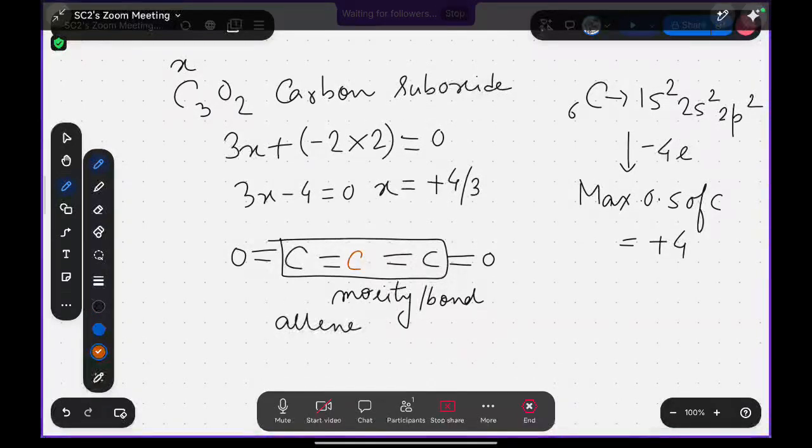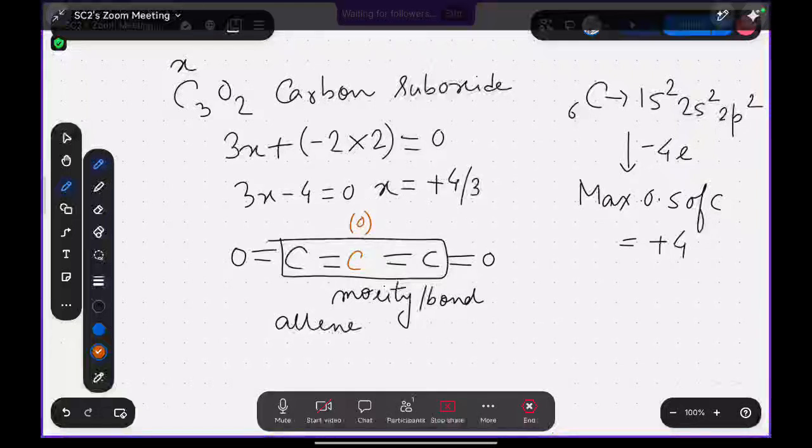The middle carbon, which has been taken to be brown, I have told you that in homoatomic bonds, when an atom is bonded to a similar type of atom, you see clearly that the brown carbon atom is bonded to 2 other carbon atoms. On the left hand side it is having a carbon atom. On the right hand side also it is having a carbon atom. So the oxidation state of the brown carbon atom is considered to be 0.